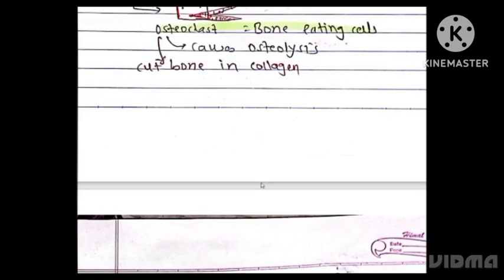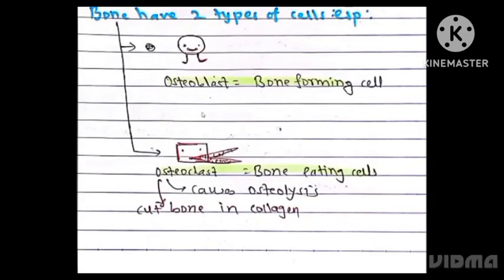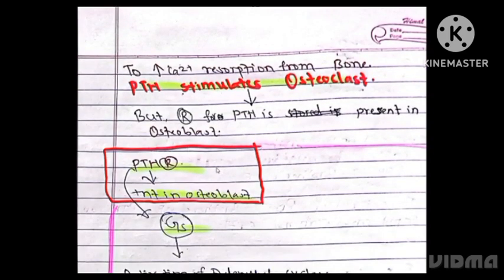Okay, now let us see. There are two main types of cells in bone. One is osteoblast and another is osteoclast. Osteoblast is the bone forming cell, while osteoclast is the bone eating cell, that is, it causes destruction of bone. Now, the function of PTH is to increase calcium resorption from bone, so there must be bone eating cell activity. So PTH stimulates osteoclastic activity, but the receptor for PTH hormone is present in osteoblast.